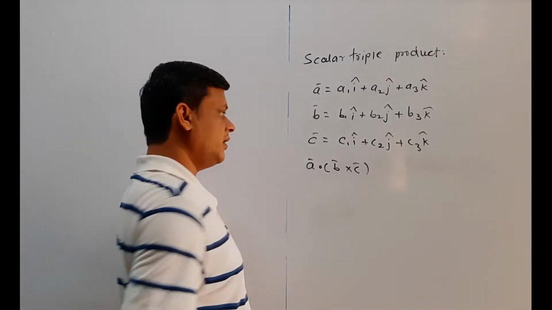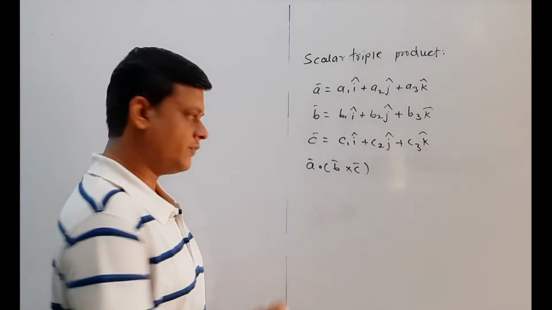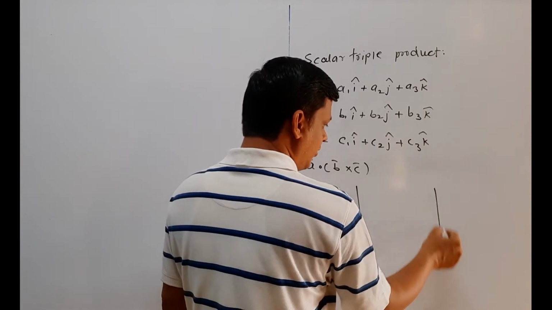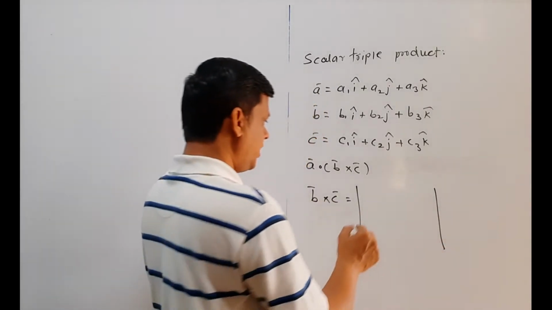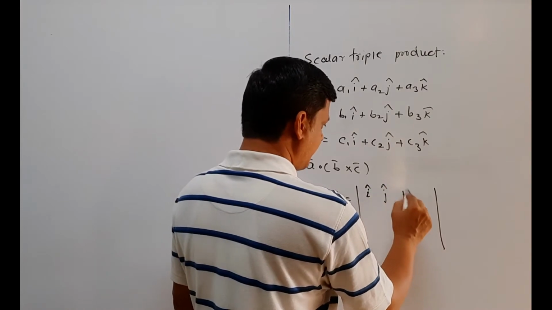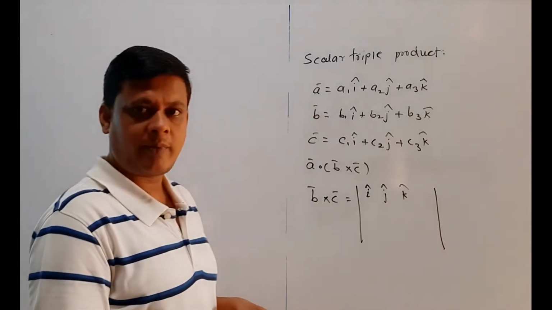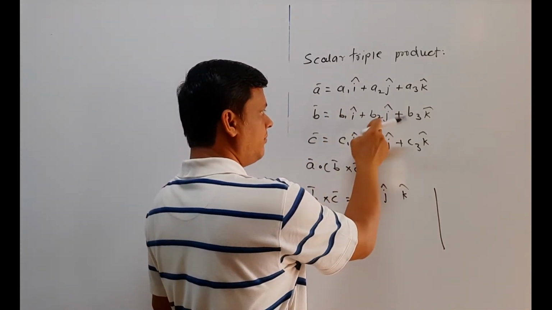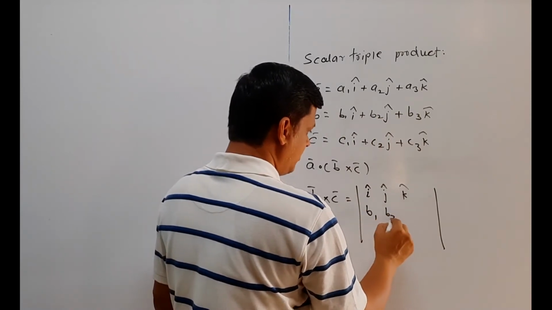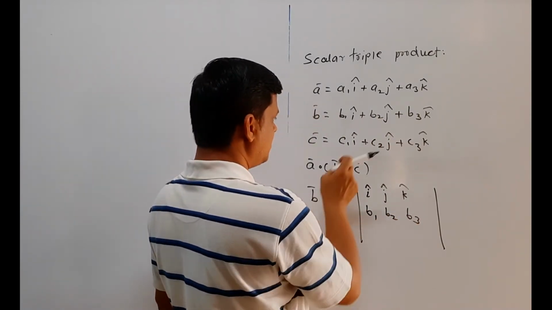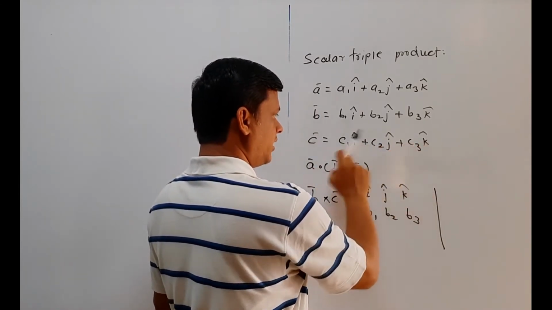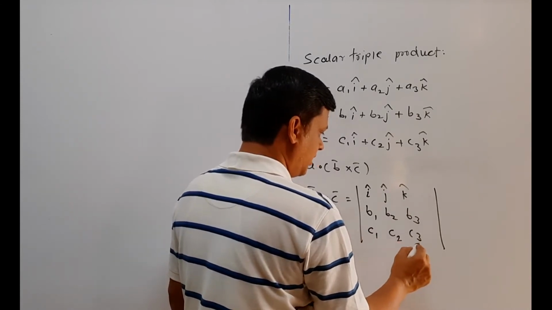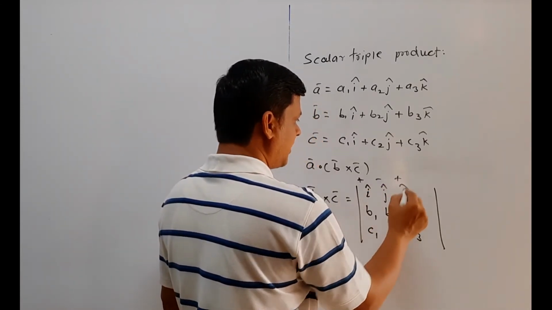So first we find b bar cross c bar. We know the definition of cross product and how to calculate the cross product by using a determinant. So we write in the first row i, j, k, in the second row we write the coefficients of i, j, k of vector b, so b1, b2, b3. Then vector c, c1i, c2j, c3k, so in the third row we write c1, c2, c3. So we calculate this with plus, minus, plus.